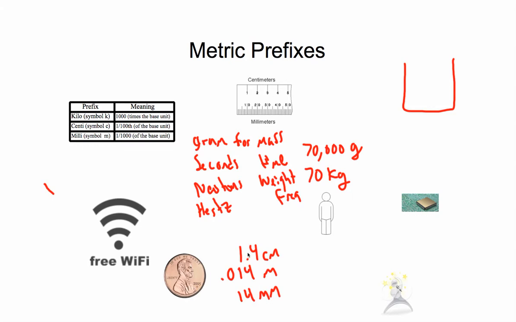So in the next part of the video here, we're going to take a look at how to convert between various units of mass, length, time, and frequency. All right, so here are our prefixes again. So let's say we have that person who's 70 kilograms. Now, how many grams is that? I'm going to show you a way to convert between grams and kilograms using this little chart here. It's a pretty easy chart to commit to memory.